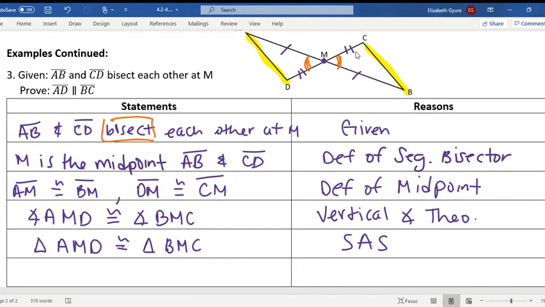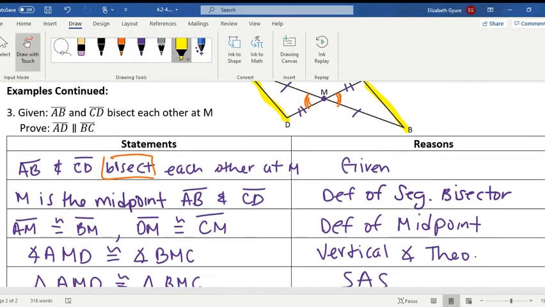Okay, so now I know my 2 triangles are congruent, which is great, but that's not my final objective, right? I need parallel lines. Parallel lines mean I need a congruent or supplementary angle relationship. So Nick, remind us, what angle relationship can we find in this picture?